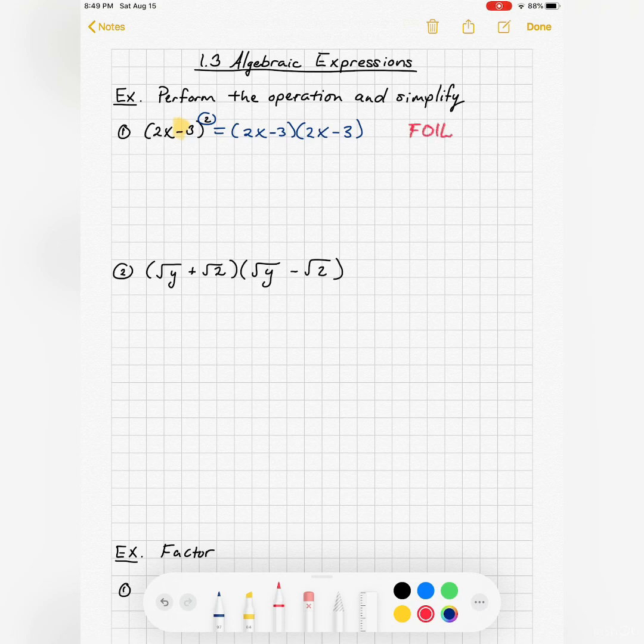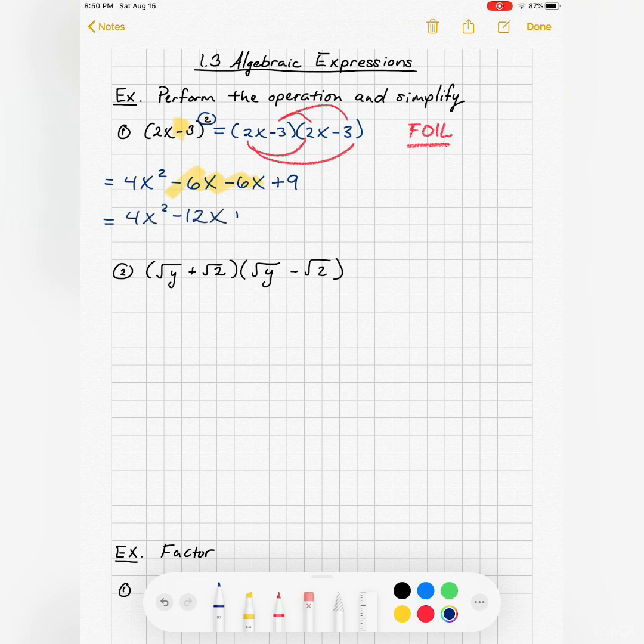And then I'm multiplying two binomials. I'm going to use the FOIL process. So I multiply the first, 2x times 2x, 4x squared. The outer, 3 times 2 is 6. The inner, and the last. And then I combine any like terms. My linear terms.